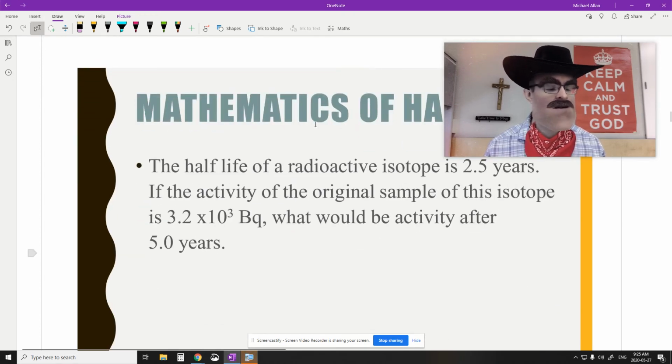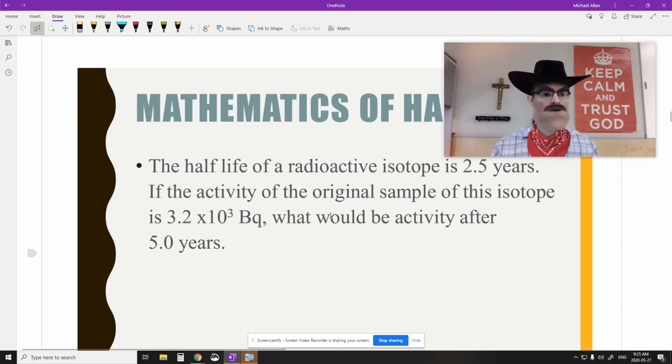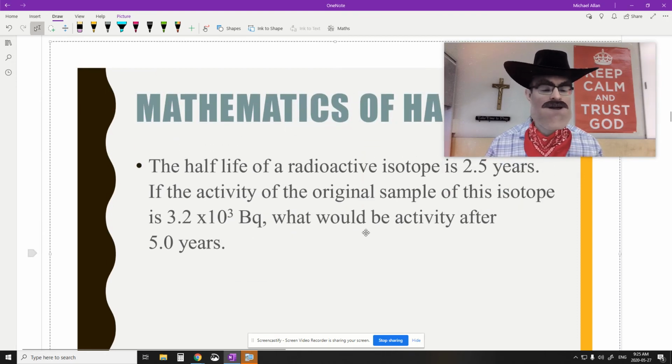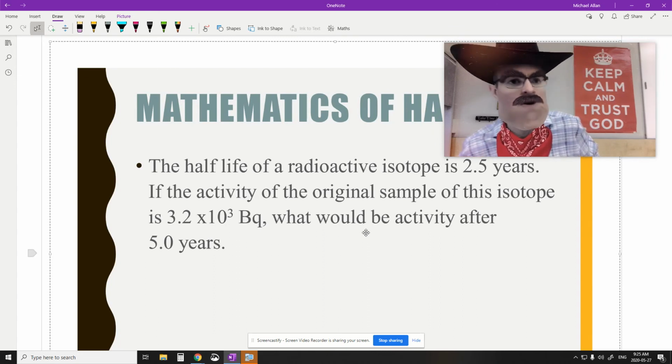Okay, so let's look at this question here. The half-life of the radioactive isotope is 2.5 years. The activity of the original sample is about 3,200 becquerels. What would the activity after 5 years be? So that is only, if you look at this, a simple question because they're using nice whole numbers. This kind of question, they don't actually have to use like 5 years. They could say, okay, 6 years, what would it be?